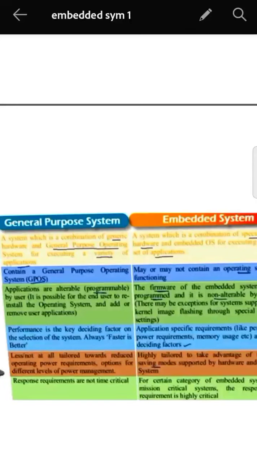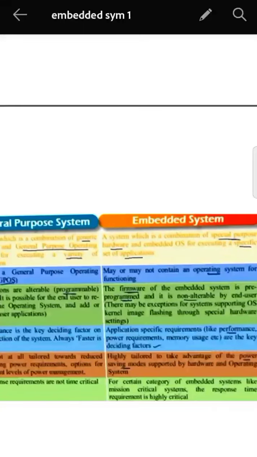Next and last difference is response requirements. In the general purpose system, the time requirement is not critical, but in the embedded system it is critical. For certain categories of embedded system, like mission critical systems, the response time required is highly critical. In the embedded system, the time requirement is highly critical, but in the general purpose system it is less critical, or not time critical. Okay.